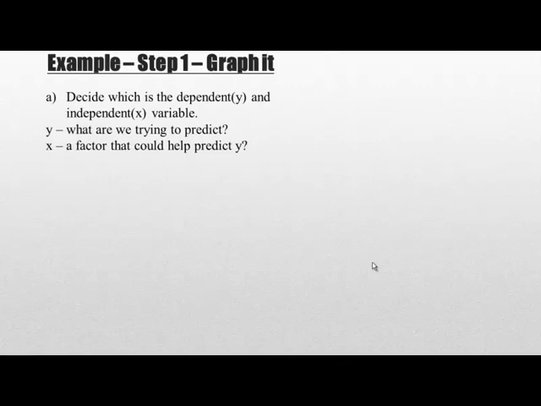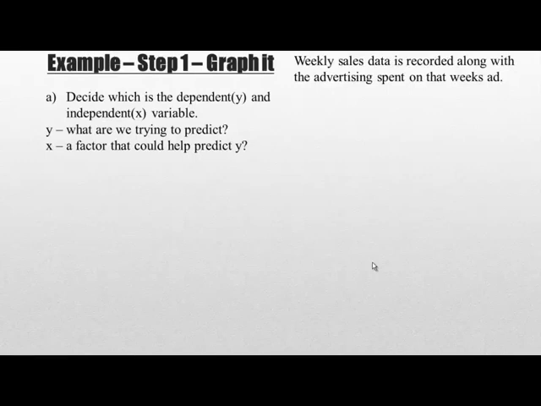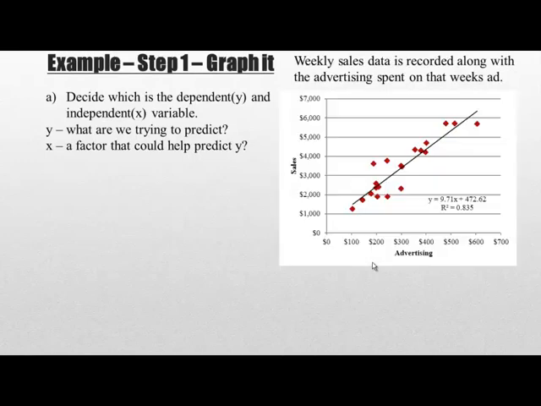Decide which is the dependent and which is the independent variable. Y is the dependent one. Y is what we're trying to predict. Weekly sales data is recorded along with the advertising spent on that week's ad. We're trying to predict weekly sales by knowing advertising spent. So Y is sales, X is advertising costs. Y goes along your vertical, X goes along your horizontal. So we're using advertising to help predict sales. Another way to put it is, does knowing advertising help estimate how much we'll make in sales? One would hope so, right?